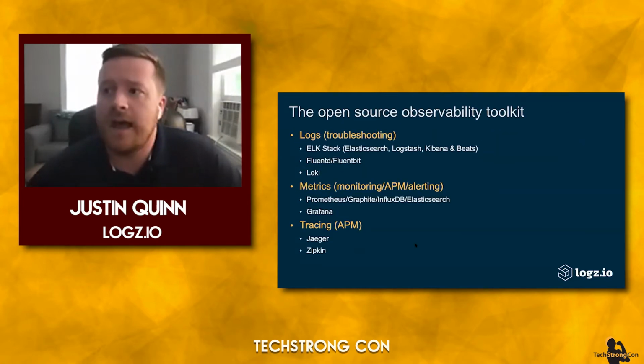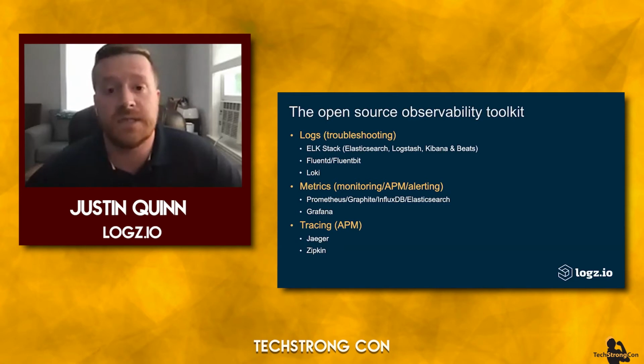So now let's take a look at the open source observability toolkit. We could take a look at how we would ingest logs. An organization might use something like the ELK stack. For those that aren't familiar with the ELK stack, ELK is just an acronym for Elasticsearch, Logstash, and Kibana.